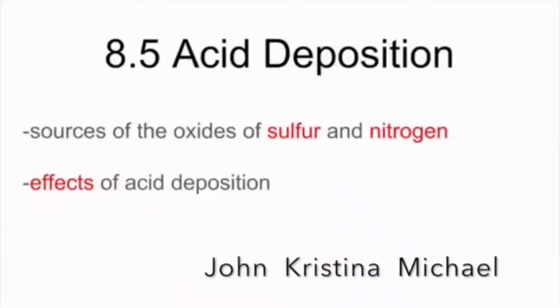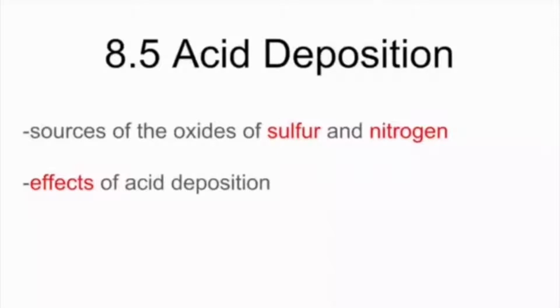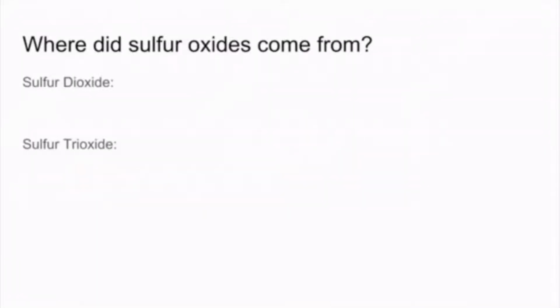The focus is the sources of the oxides of sulfur and nitrogen and the effects of acid deposition. I will first explain the sources of sulfur oxide. Sulfur dioxide can be made by burning of molten sulfur in the presence of oxygen, and sulfur trioxide is the result of further oxidation of sulfur dioxide.